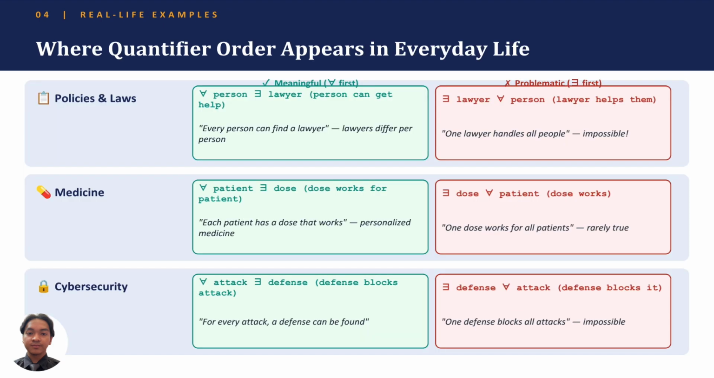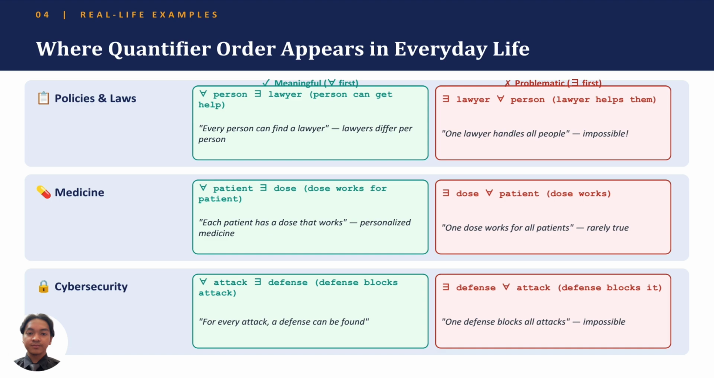This is a real life example. For police and law: for all persons, there exists some lawyer. People can get help. Every person can find a lawyer. But the problem is where the "some" comes first. For example, there exists some lawyer for all persons, where the lawyer helps them. One lawyer handles all people. So it is impossible for one lawyer to handle all of the people.